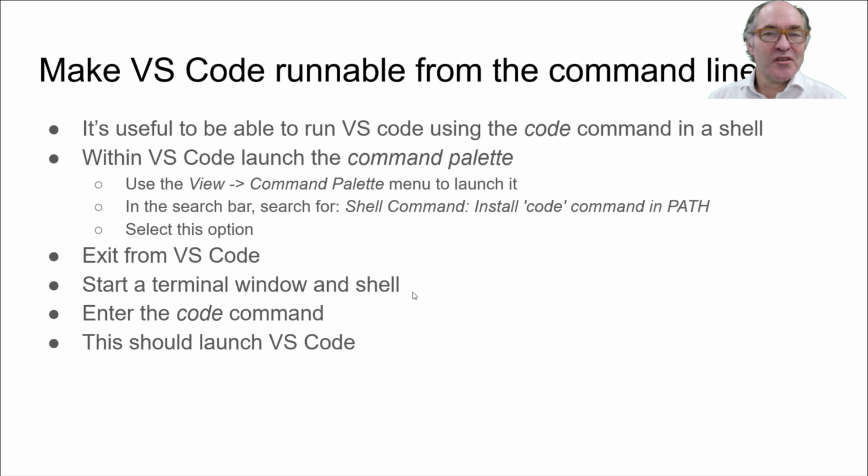What this does is it creates a little program file somewhere on your machine called code, so you can just type code to run the program, and it modifies your search path so that that file is found when you issue the code command. Now you should be able to exit from a terminal window if you've already got one running and start it back up again. That will cause your search path to be refreshed. Enter the code command, and that should launch VS Code.